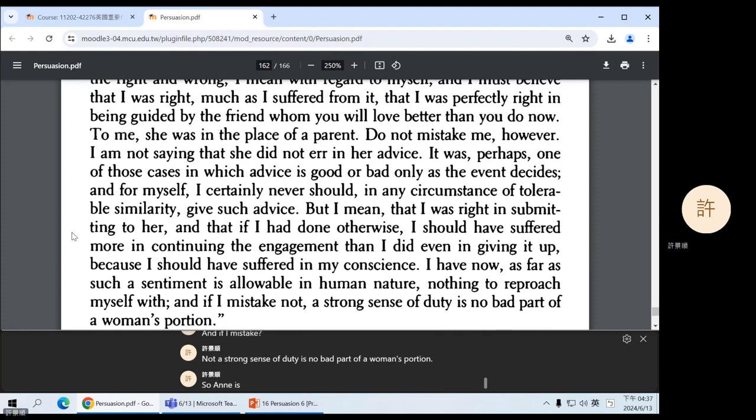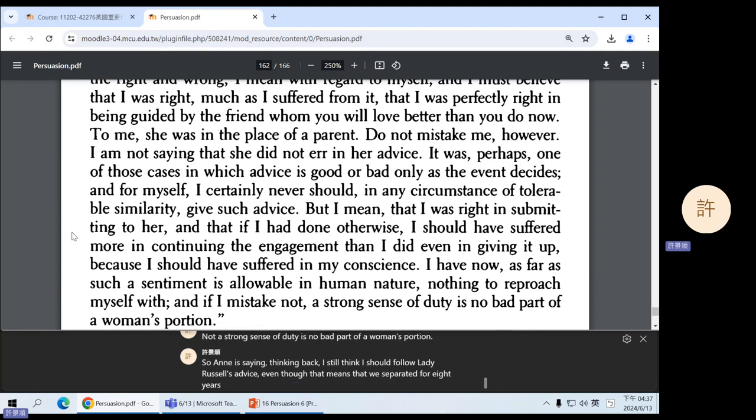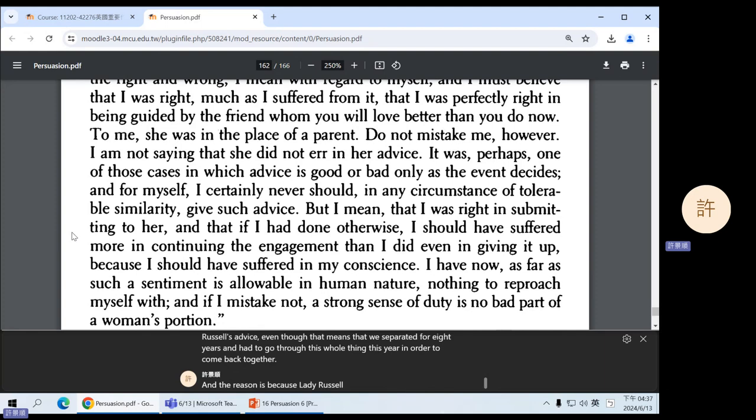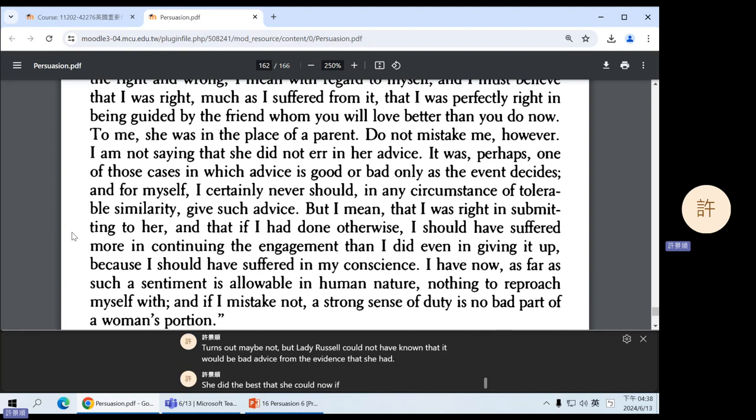So Anne is saying, thinking back, I still think I should follow Lady Russell's advice, even though that means that we separated for 8 years and had to go through this whole thing this year in order to come back together. And the reason is because Lady Russell was giving honest advice. Lady Russell was not trying to trick her. She was giving what she thought was good advice. Now, was it really good advice? Turns out, maybe not. But Lady Russell could not have known that it would be bad advice. From the evidence that she had, she did the best that she could. Now, if Anne were in her situation, she would not give herself the same advice, but that's simply because Anne is a different person than Lady Russell.